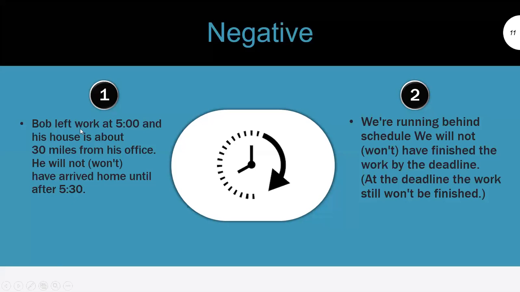It's an example like this one. Bob left work at 5 o'clock, and his house is about 30 miles from his office. Let's say 30 kilometers from his office. Do you think at 5:30, like in Medan, he will arrive at home? No, I don't think so. 30 kilometers in 30 minutes is not possible in Medan, right?